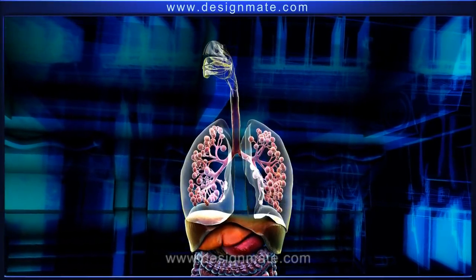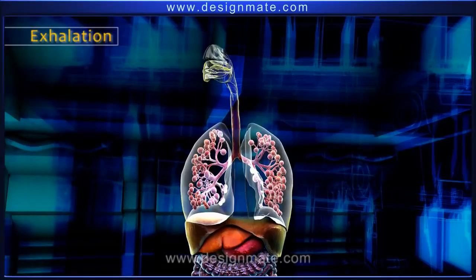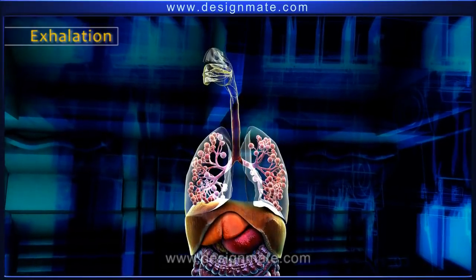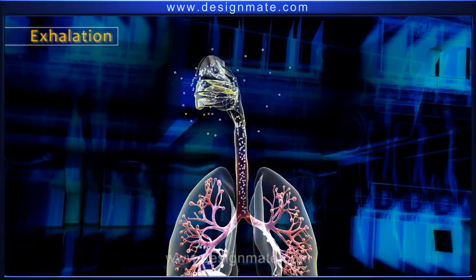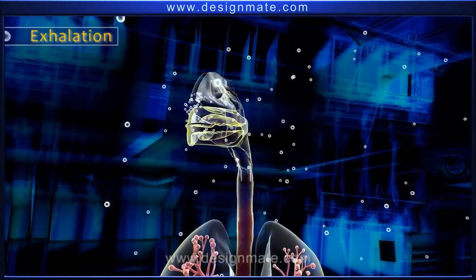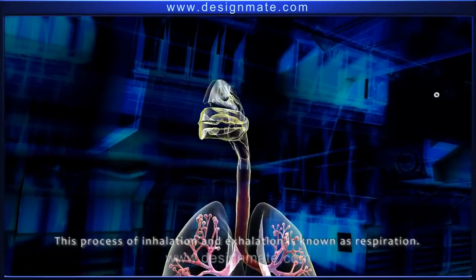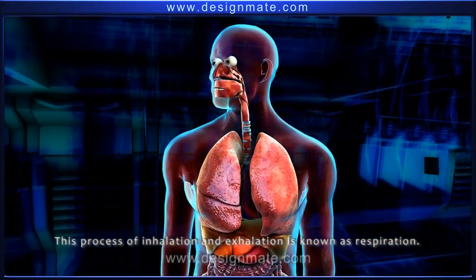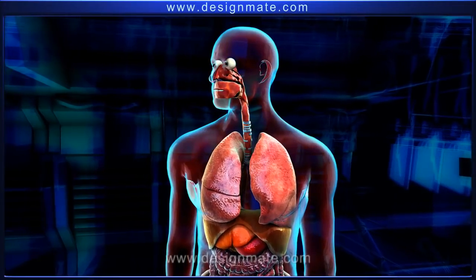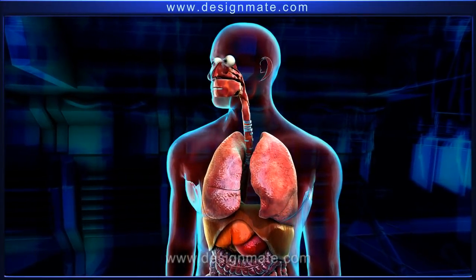During exhalation, the diaphragm moves up and the lungs contract. Thus, the alveoli deflate, causing the air to be forced out. This exhaled air is rich in carbon dioxide. This process of inhalation and exhalation is known as respiration, which is approximately 20 times per minute.